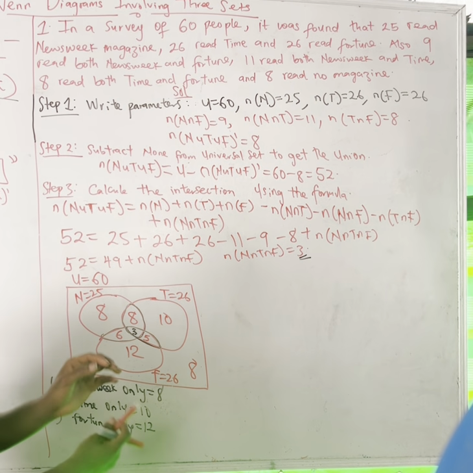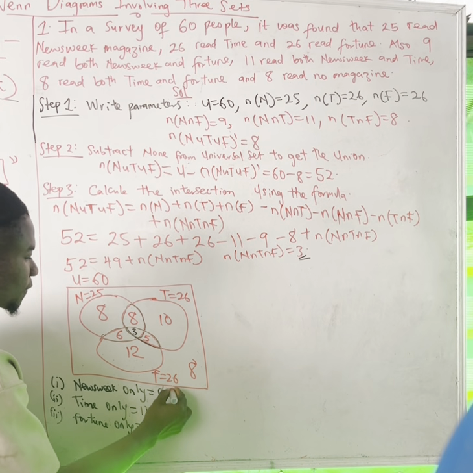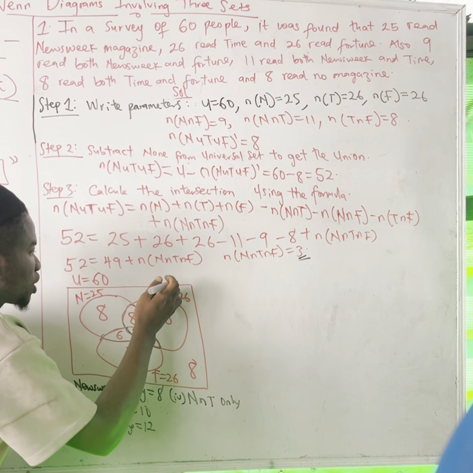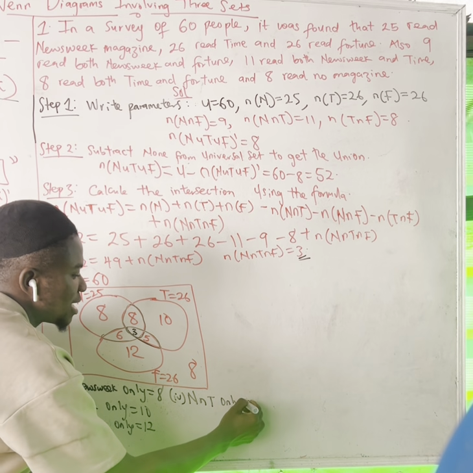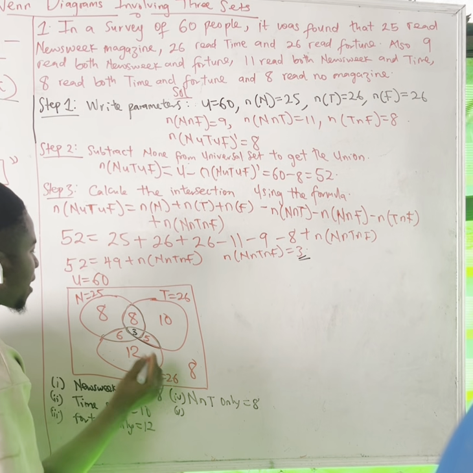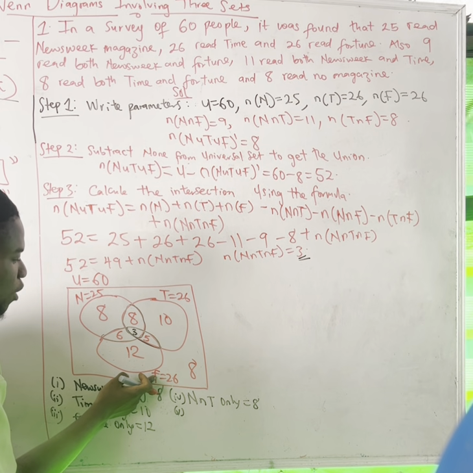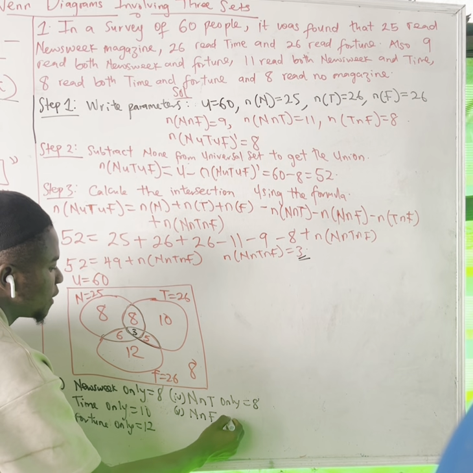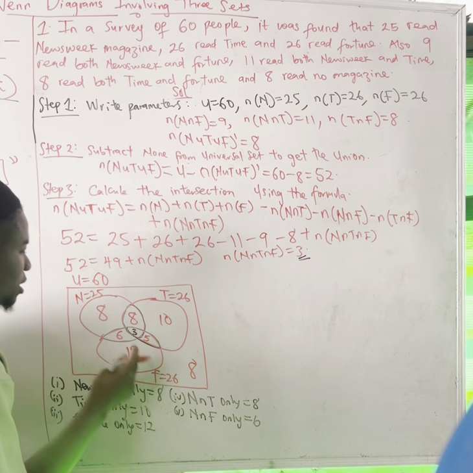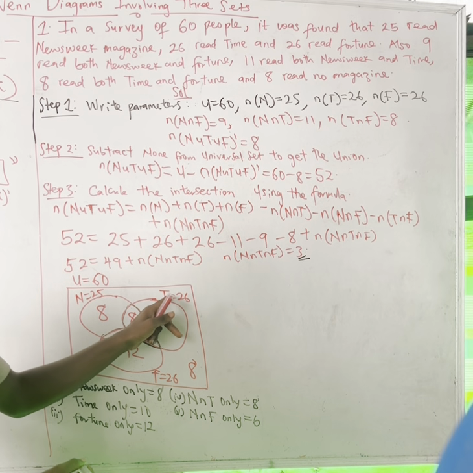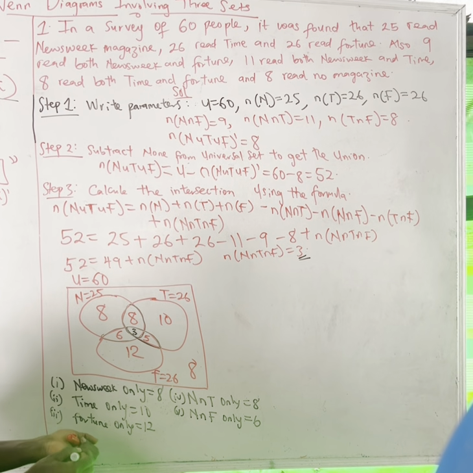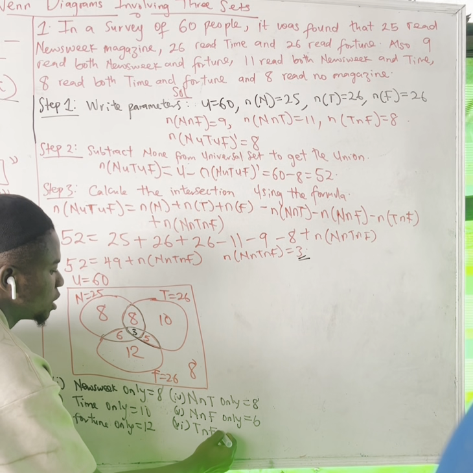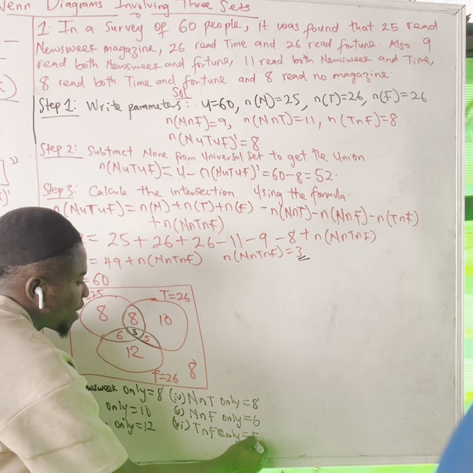The next thing we are going to identify is that this place is for N intersection T only. So therefore, guys, number 4, N intersection T only, that is Newsweek intersection Time only, is equal to 8. Number 5, Newsweek intersection Fortune only, that is 6. Also, Time intersection Fortune only is 5.